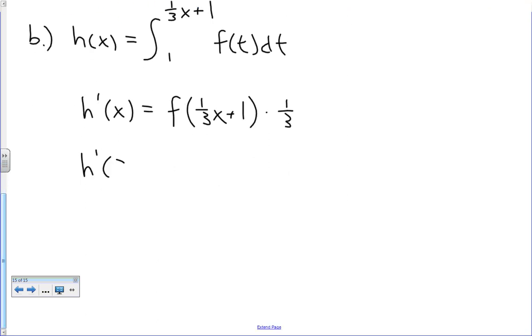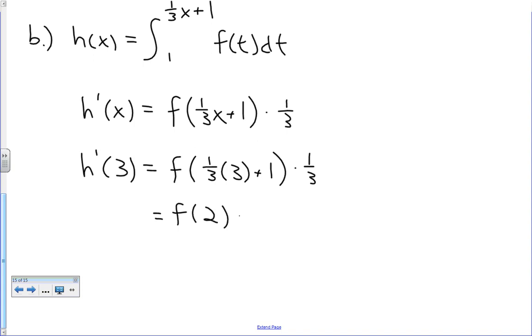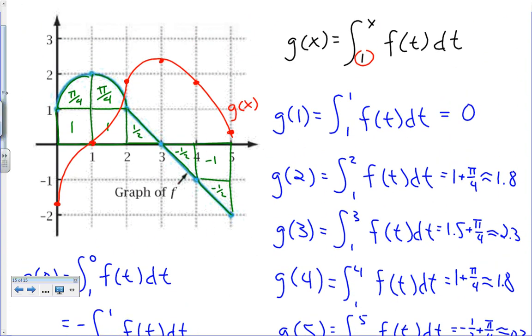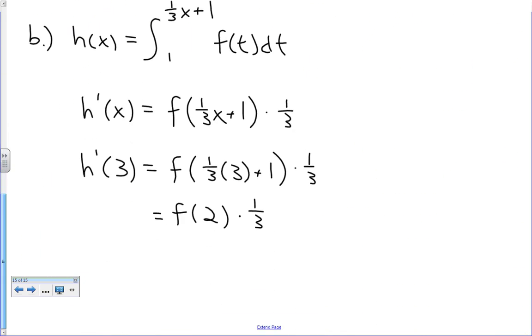So now to find h prime at 3, we just replace the x in there with 3. So we have f of 1/3 times 3 plus 1 times 1/3. Or that would be 1/3 of 3 is 1 plus 1. That would be f of 2 times 1/3. What does f of 2 equal? Well, they gave us a graph of function f up here. So let's go up there and see what f of 2 is equal to. f of 2 is this point right here. f of 2 is equal to 1. So it looks like we end up with 1 times 1/3, or that's just going to be, of course, 1/3. So h prime of 3 is equal to 1/3 there.